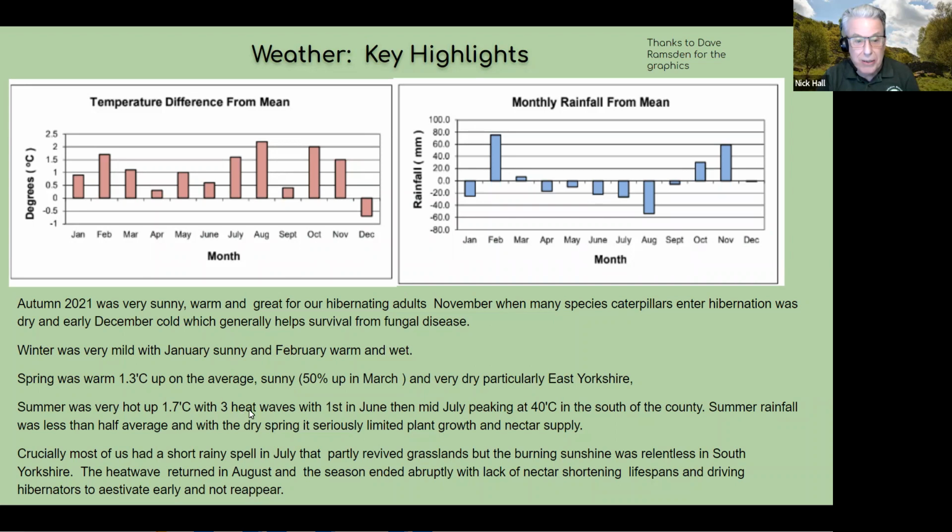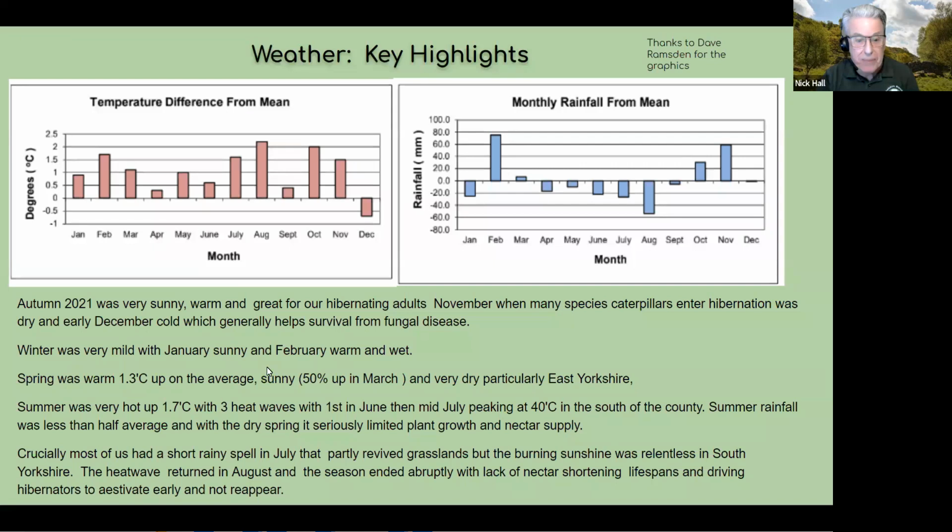So not only did we have a dry spring, but we had a very dry summer. This quite rapidly limited plant growth and nectar supply. And I'm afraid a lot of the rest of the story of our butterflies is to do with those two things.